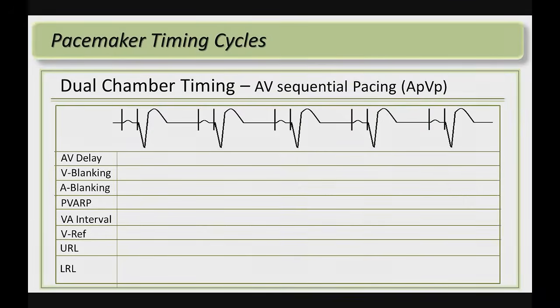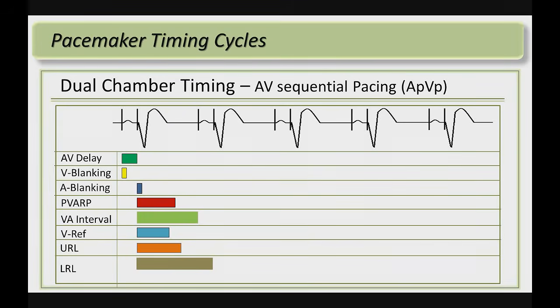Okay, back to some AV sequential pacing to see what all these new timers look like. First, we see an atrial pace, which starts our two atrial-based timers, our AV delay and our V blanking. Remember, we V blank after A pace. Next, we see that the AV delay timer has timed out, and so we pace in the ventricle, starting the rest of our timers.